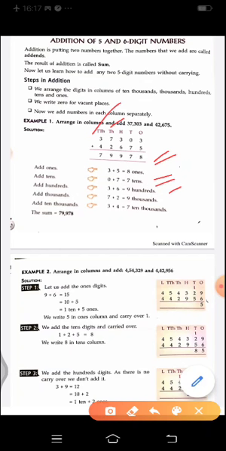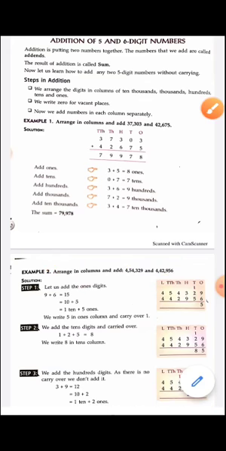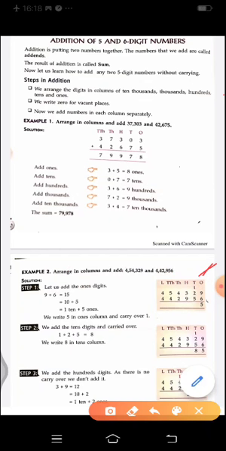Now we will understand our next example. In this example we also have to add these numbers by arranging them in columns. Okay, so first we will arrange the numbers like this: 1s, 10s, 100s, 1000s, 10,000s and lakhs. Then we will start adding. First we will start from 1s. So 9 plus 6 equal to 15.